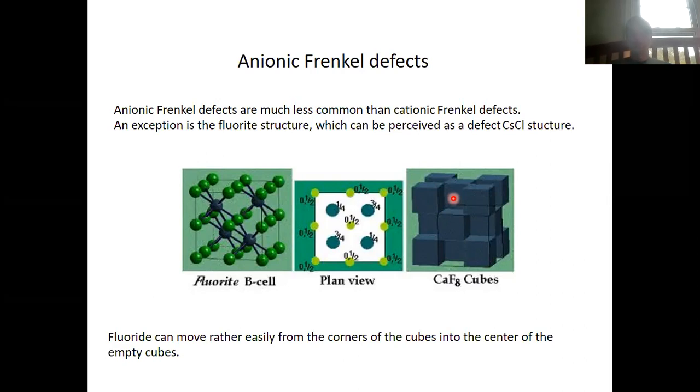Okay, and you can also see that this obviously can occur with a low activation barrier. There's no small space through which the fluoride ion would need to squeeze in order to go to this interstitial site. So this is the explanation why anionic Frenkel defects are common in the fluorite structure, whereas anionic Frenkel defects are otherwise not very common.